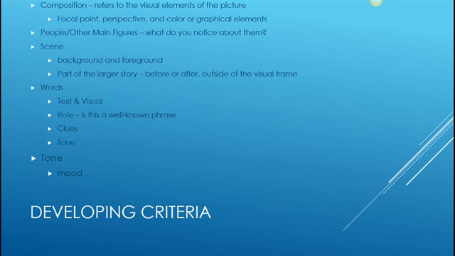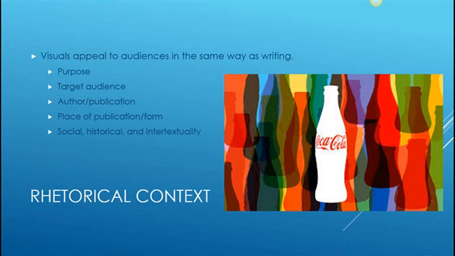Finally, you can also look at tone. So the words could have a tone, but the picture itself could have a tone. Is it lighthearted, somber, frightening, shocking, joyful? Okay? And so you're going to look at all of these elements and figure out how do they support the argument that's being made.